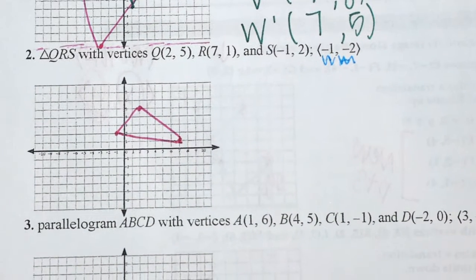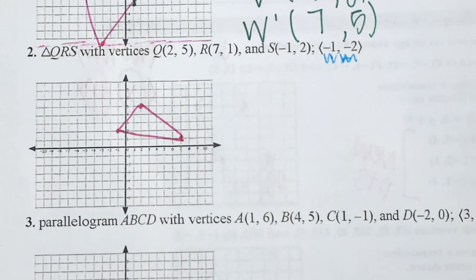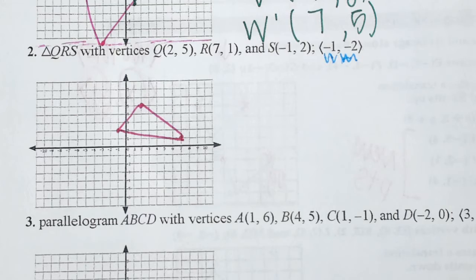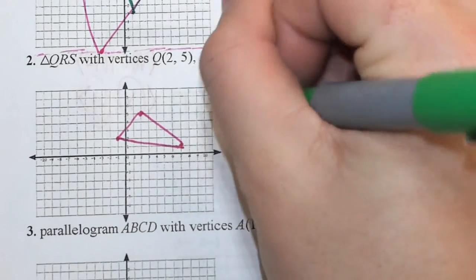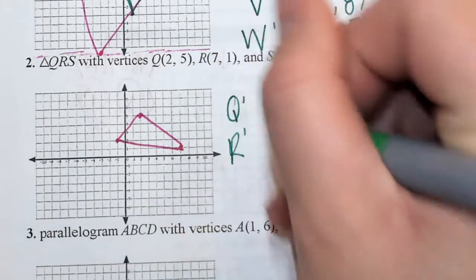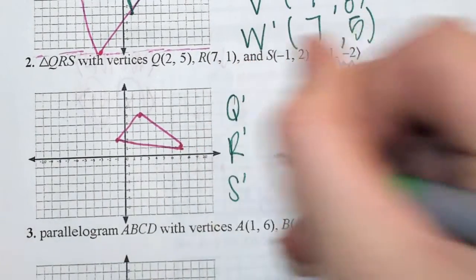Is there a line of reflection on these? No. Why is there not a line of reflection? Because what are we doing? Sliding, not flipping. There we go. Okay, QRS.